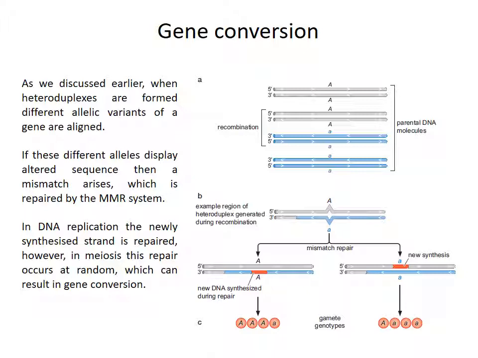So this is exemplified better in this cartoon here. So here we have the events that are undergoing recombination, the parental molecules. Migration of Holliday junctions led to the formation of heteroduplex DNA, where we've now got regions of the same gene from different chromosomes that have different alleles of that gene opposite one another. And that's caused a mismatch to occur due to small regions of sequence dissimilarity. That mismatch is repaired by the mismatch repair system, which during meiosis effectively chooses at random which of the mismatches to excise and repair. And depending on which it chooses, you end up with one or the other gene conversion events, three large A's and one small a, or three small a's and one large A.